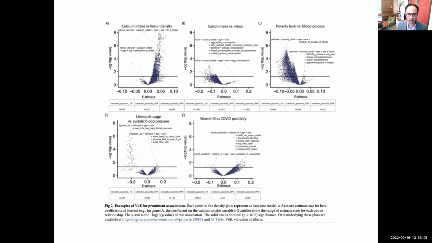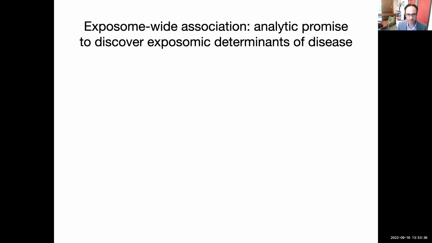For example, in plot E, Braden took down all the individuals with COVID positivity and looked at vitamin D levels in blood and threw in all these different models to show that, in fact, depending on the type of model that you choose, you're going to get a negative and or a positive association all pretty simultaneously. So this is an association that would probably be less robust to study design, whereas something on the left-hand side like calcium intake and femur density are probably more robust to different variable selection procedures.